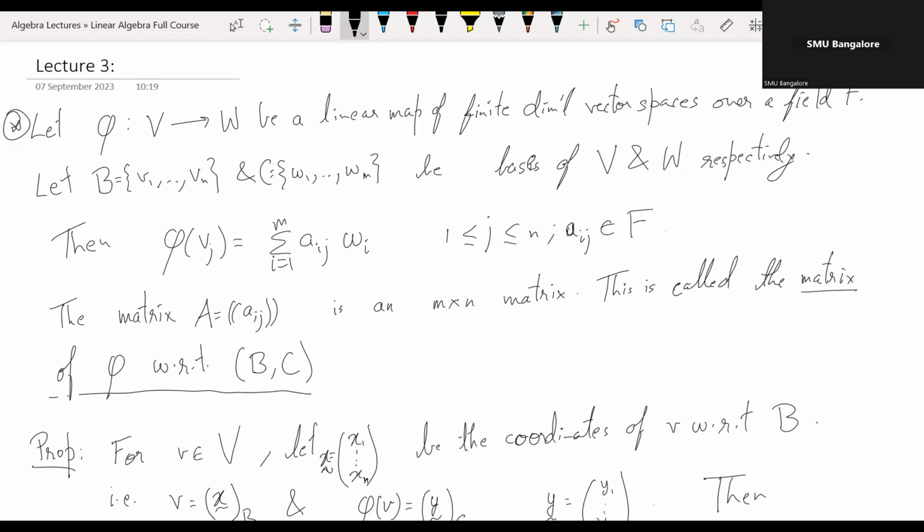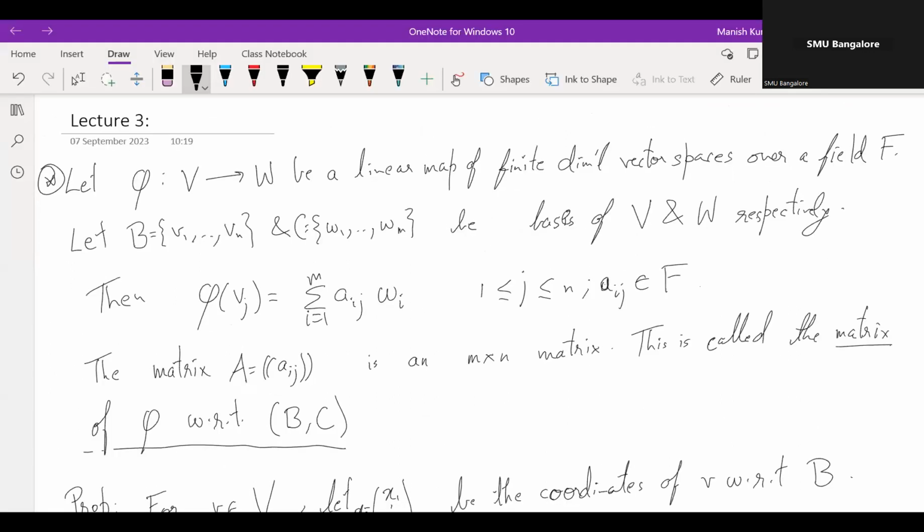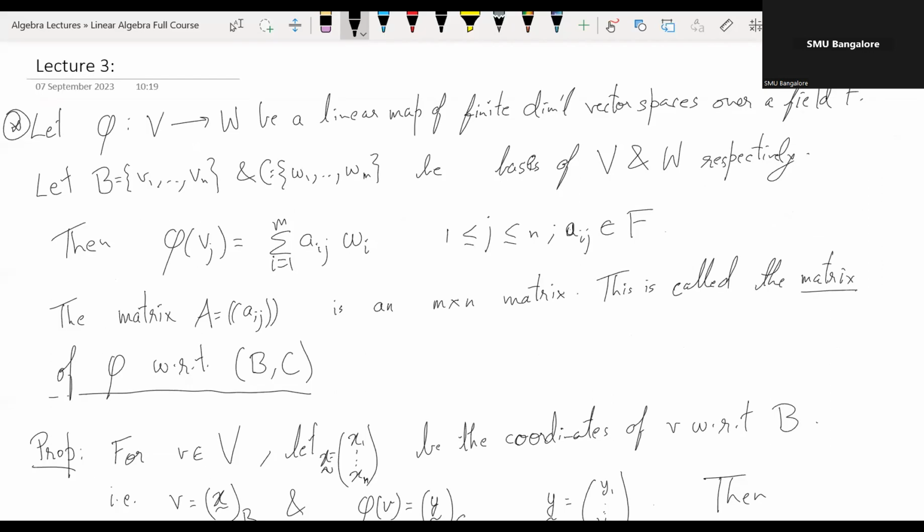So you get an m cross n matrix, and this matrix is called the matrix of phi with respect to the bases B and C. It depends on the linear map phi, the basis B of V and the basis C of W. It depends only on these three. So this is the definition of the matrix of phi with respect to these two bases. You have seen this, right? Once you fix a basis of both the domain and the target, you get a matrix out of a linear map. That is all we are doing.